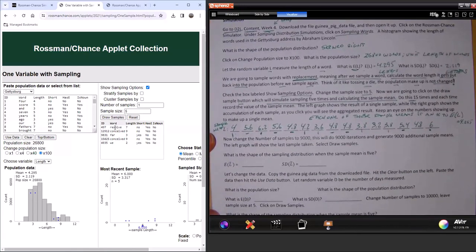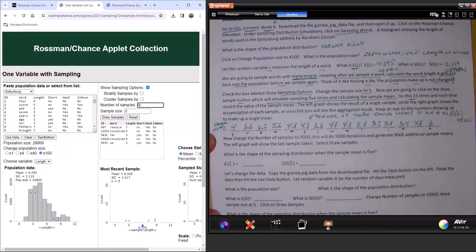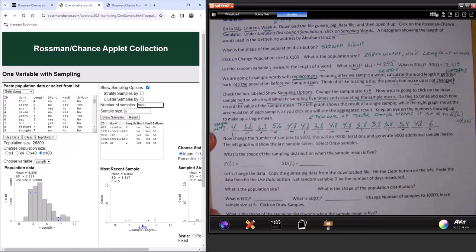This will do 9,000 iterations and generate 9,000 additional sample means. The left graph will show the last sample taken, select draw sample. So now I'm going to go to the number of samples. Number of samples is going to get to 9,000. So by the time I hit draw, what will happen is I will have 9,015 sample means of size 5. So I'm going to do that.